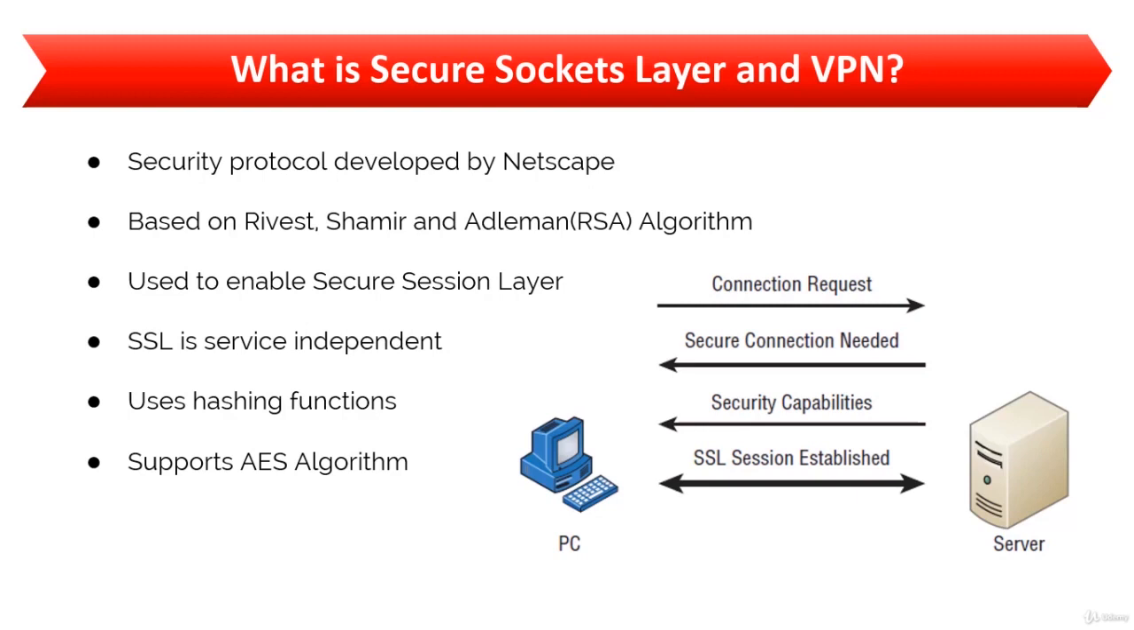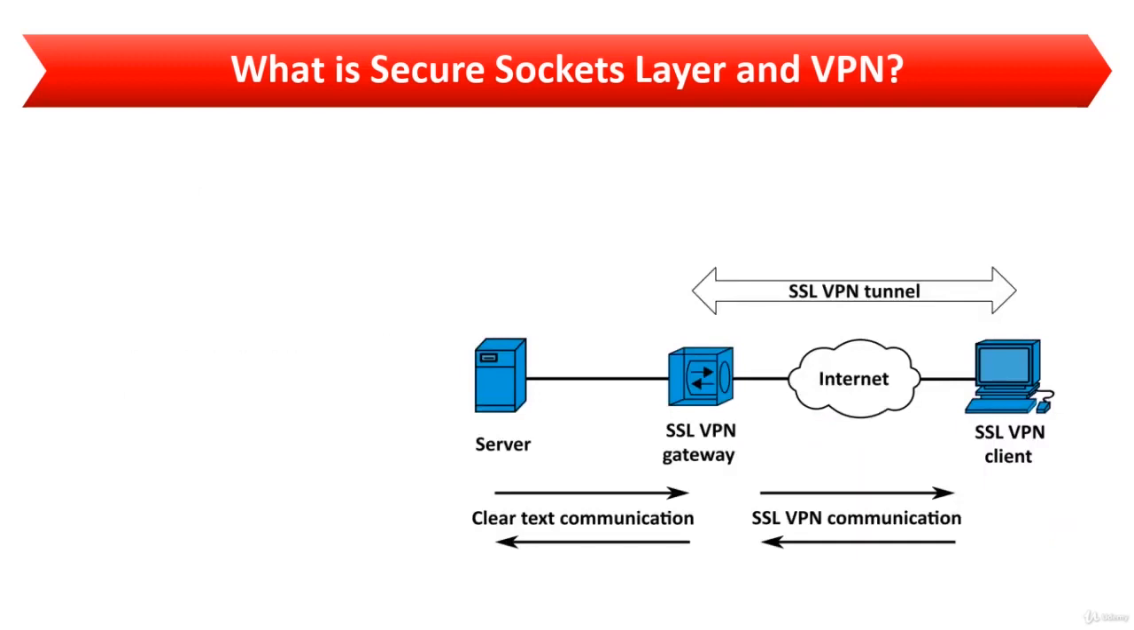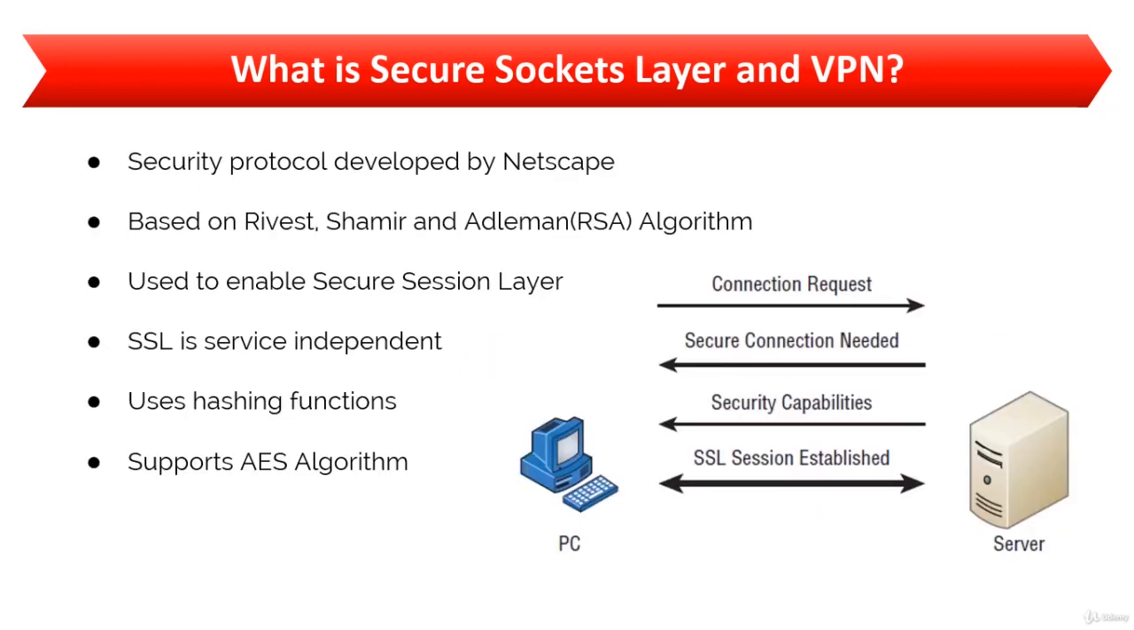Hashing functions are used by SSL to ensure that the data is not changed or altered, preserving the integrity of the data, which is one of the most important elements of information security, integrity. More flexibility in the choice of hashing and encryption algorithms on the part of the client and server is also supported by SSL, and it has enhanced support for the Advanced Encryption Standard, that is the AES algorithm.